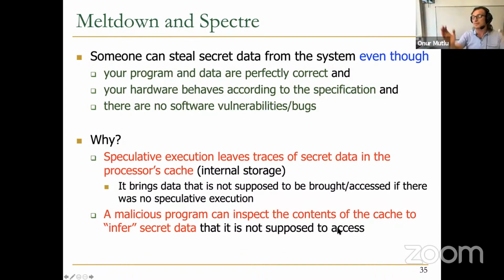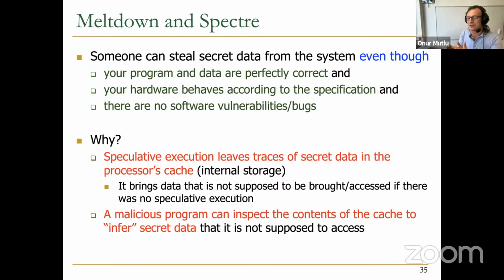So a malicious program can be running concurrently with some other program, some important program that's actually accessing privacy critical data, let's say. And that program brings some data, executes on the wrong path, and brings some data into the cache. And the malicious program, by doing what's called cache timing attacks or cache side channel attacks, can infer what data is being accessed by the program it's co-running with.